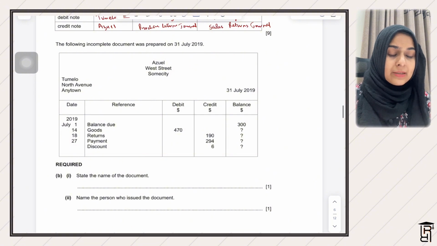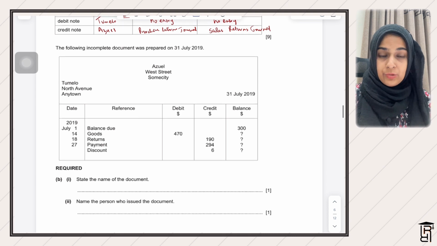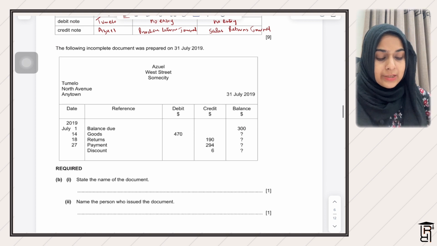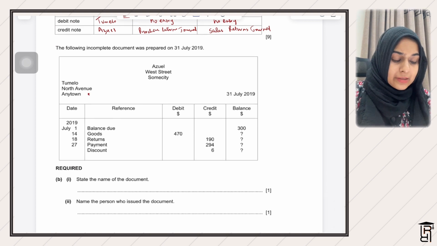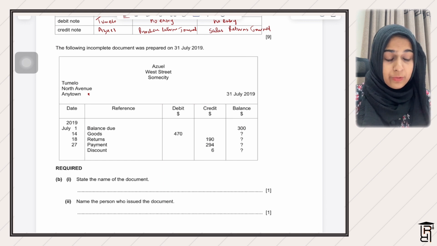On the top, it's always the issuer's address. In this case, Aswell is the issuer. And then obviously the receiver is Tamello, so there's Tamello's address over here. And the document is actually telling you various transactions. There's a balance due at the start. There are goods again, which means the balance is increasing because of 470 of goods that are sold to Tamello.